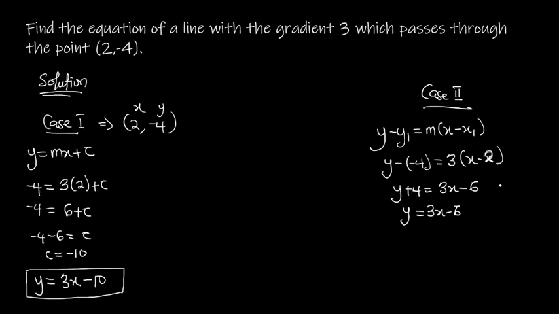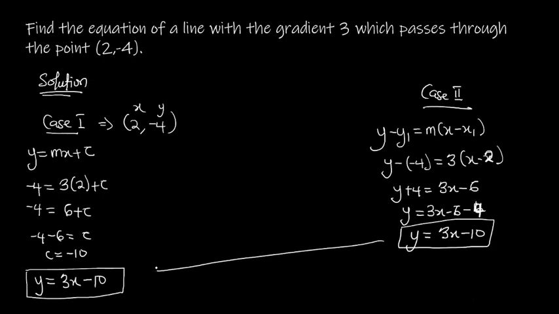Then I send a positive 4 to the other side of the equal to sign, it becomes -4. So -4 here. So I have y is equal to 3x minus 6 minus 4 will give me -10. So this becomes my equation of the straight line. And as usual, they are the same over here.